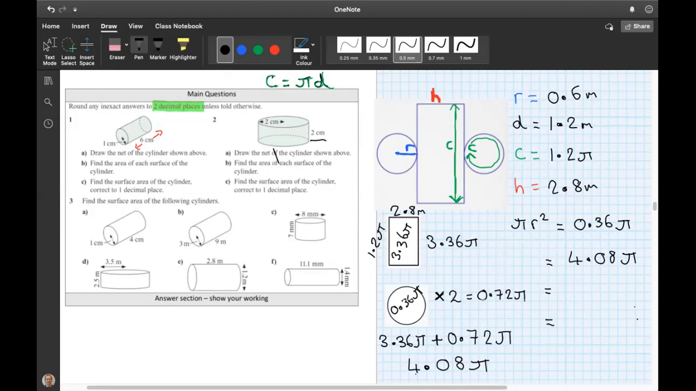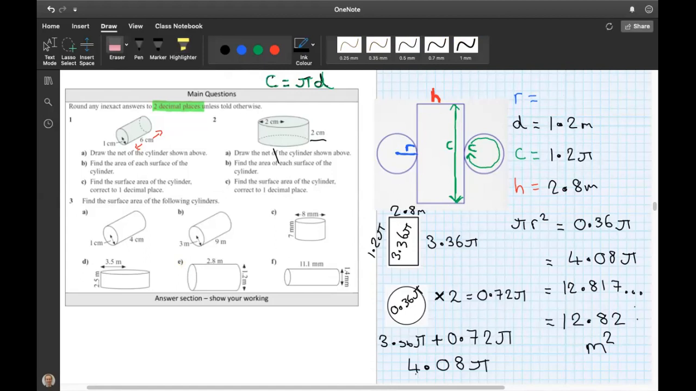So we're going to press the SD button on our calculator and we get 12.817... We're rounding to 2 decimal places. So it's going to be 12.82 meters squared. And that was all for question E. 12.82 meters squared. Okay, moving on now.